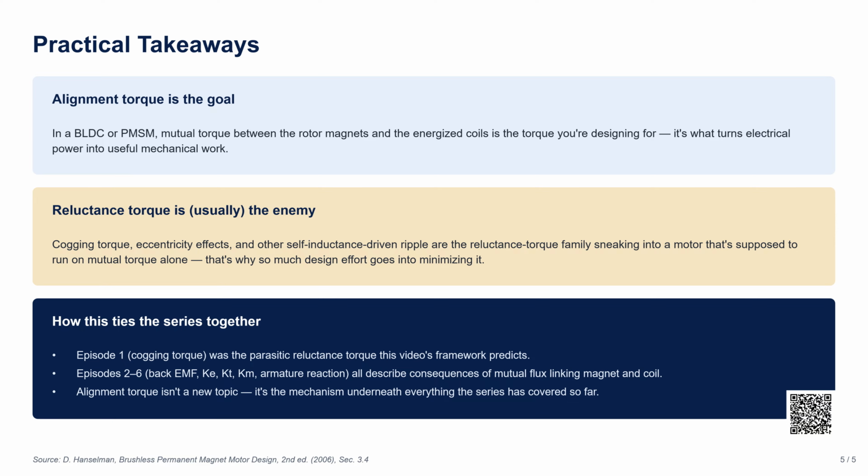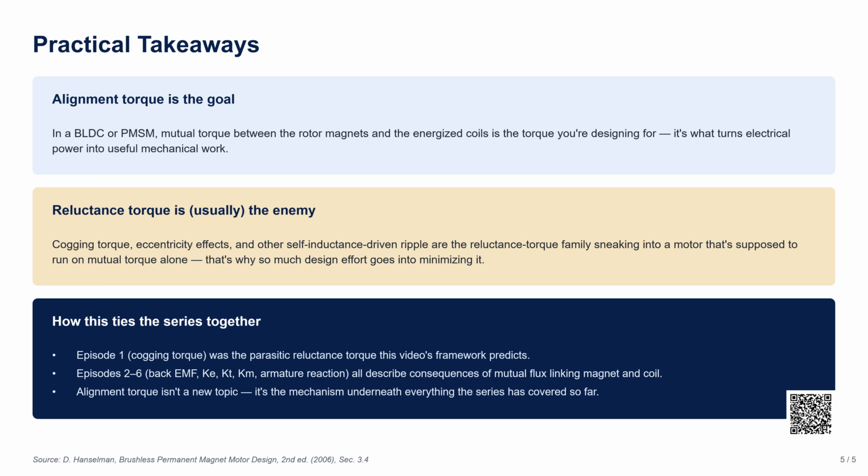Let's bring this back together. Alignment torque is the goal. It's what turns electrical power into useful mechanical work in a BLDC or PMSM. Reluctance torque, in this same motor, is usually the enemy, showing up as cogging and other ripple sources that designers spend real effort minimizing. And here's how this episode actually ties the whole series together.